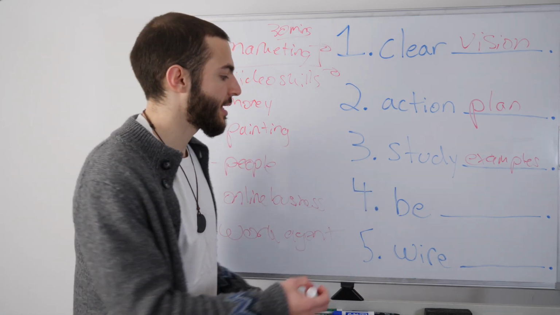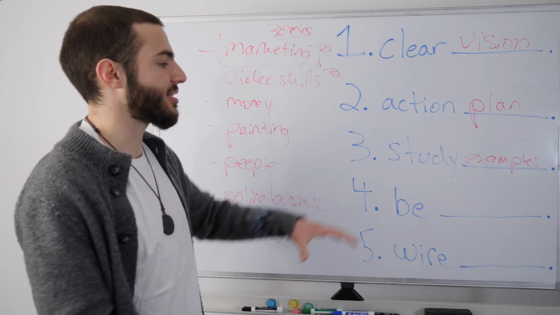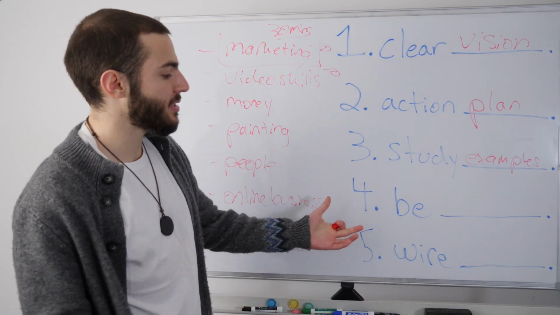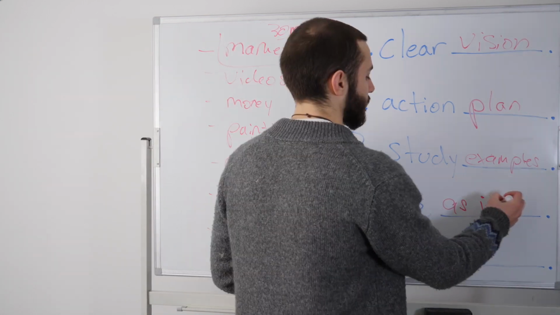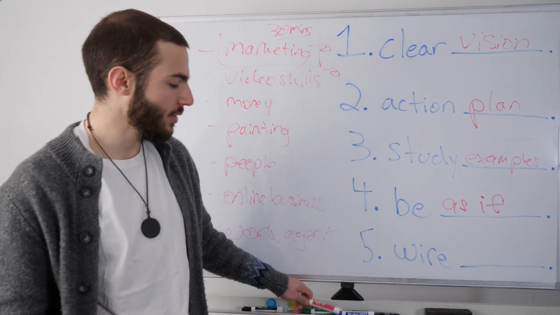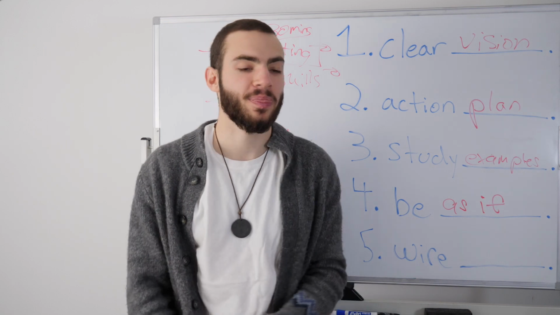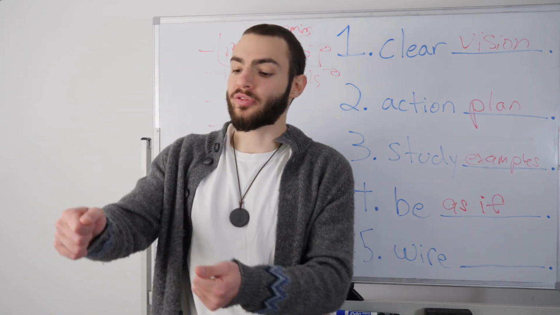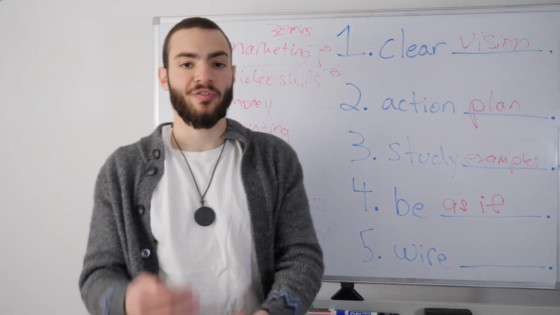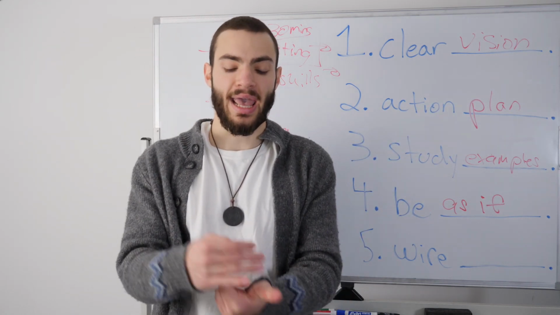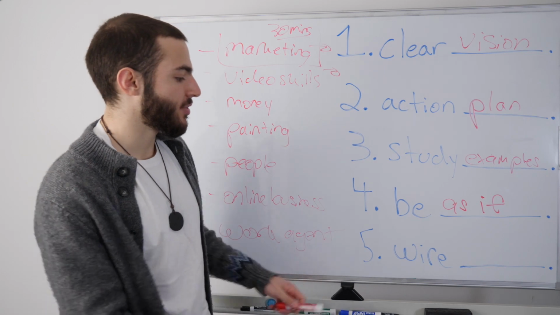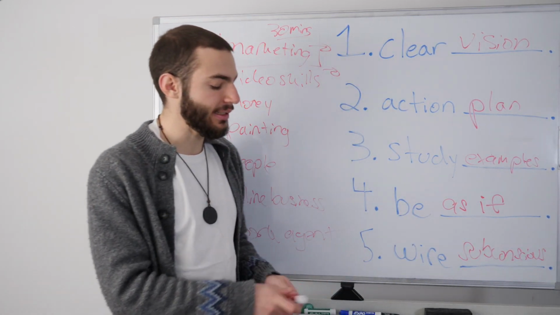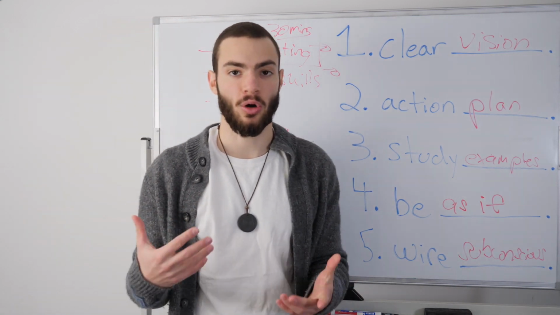Think about you. Next, so once you study examples, you have a clear action plan in place. Next, you need to be as if. Okay, this is what I was alluding to. So when I was reviewing my chief definite aim first thing in the morning and last thing before bed, step 5 is wire your subconscious. You do that by clarifying your vision, okay?